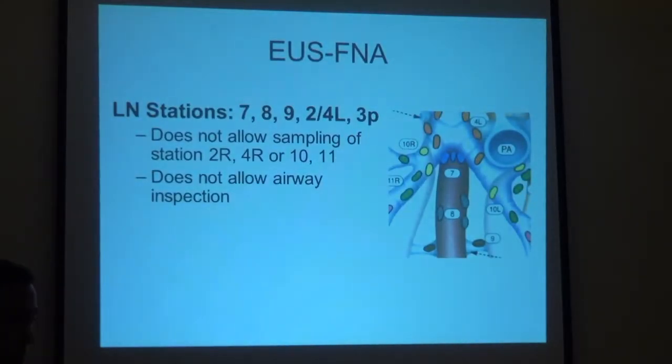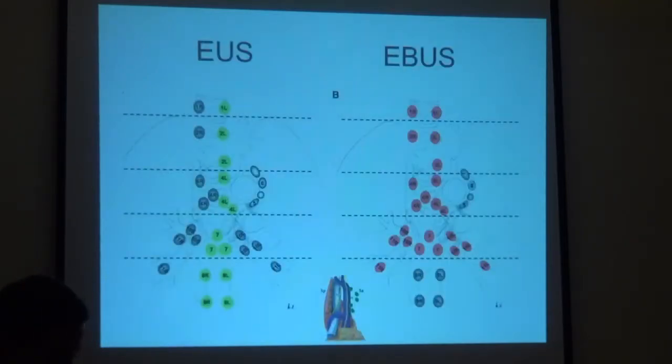EUS-FNA sometimes is used in combination or as a standalone procedure to access some of the lymph nodes, so you can get to the subcarinal from the esophagus. You can get to the paraesophageal and the pulmonary ligaments, because they're in close proximity to the esophagus. You can also access the left-sided mediastinal lymph nodes, so here, 4L, but you can't get to the right side. And you can get to the 3P lymph nodes.